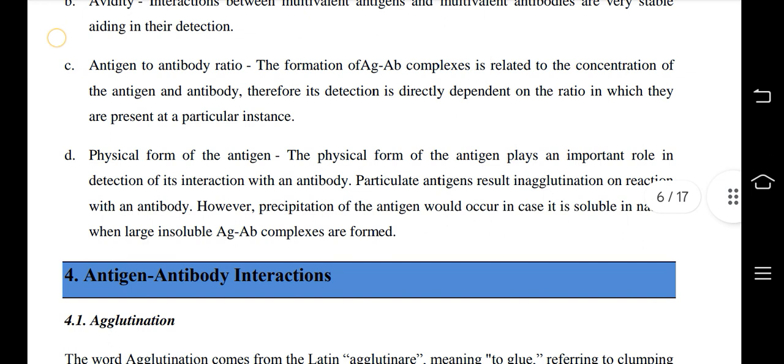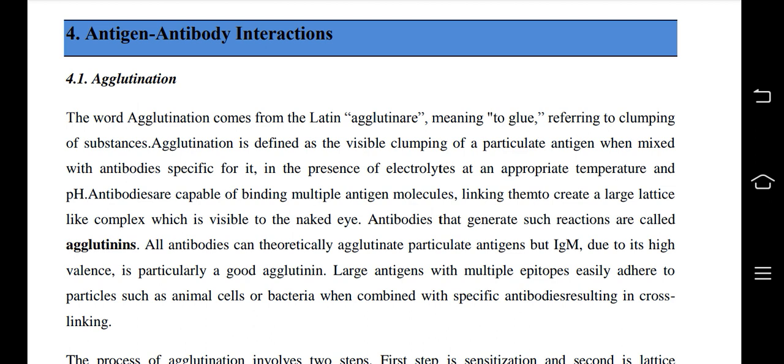So agglutination is defined as the visible clumping of a particulate antigen when mixed with antibody specific for it in the presence of electrolytes at an appropriate temperature and pH. Antibodies are capable of binding multiple antigen molecules, linking them to create a large lattice-like complex which is visible to the naked eye. Antibodies that generate such reactions are called agglutinins.